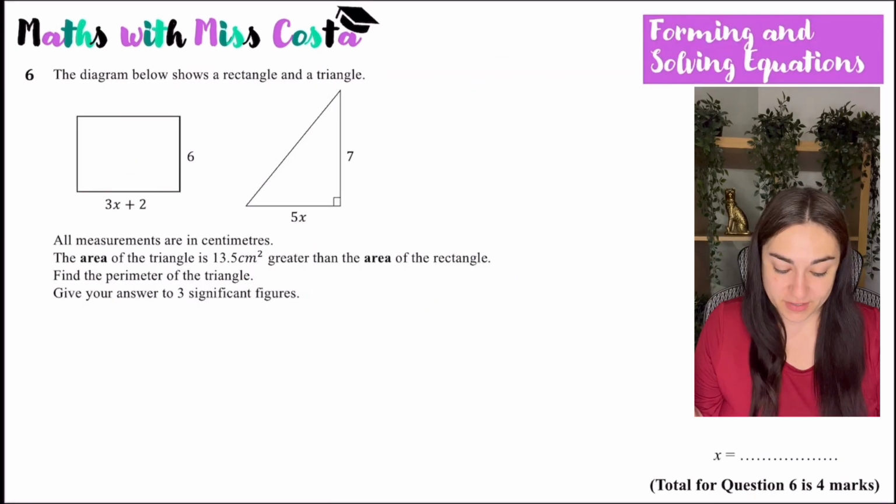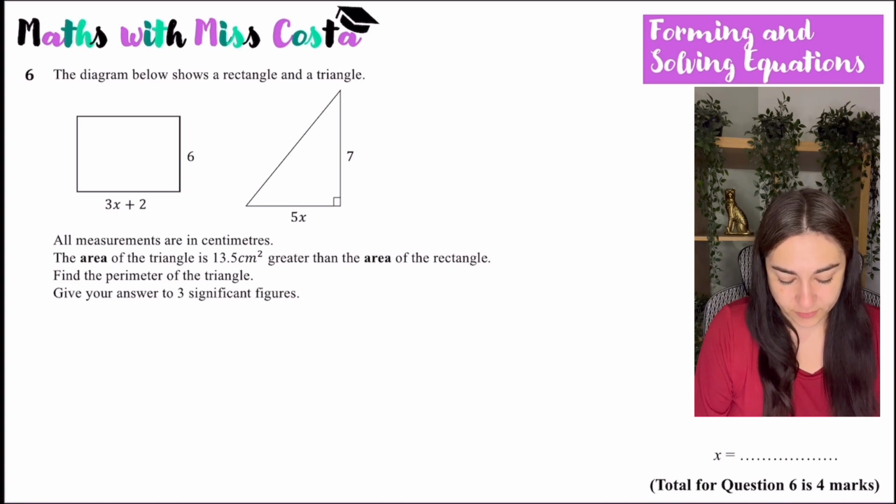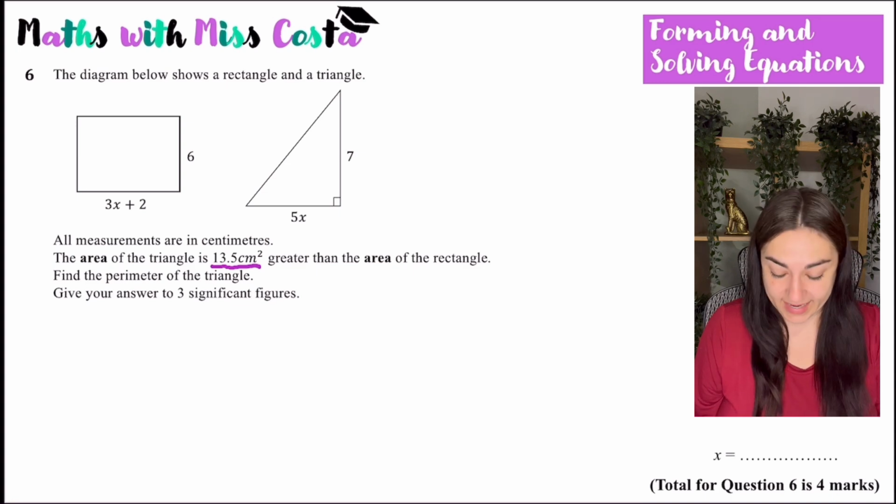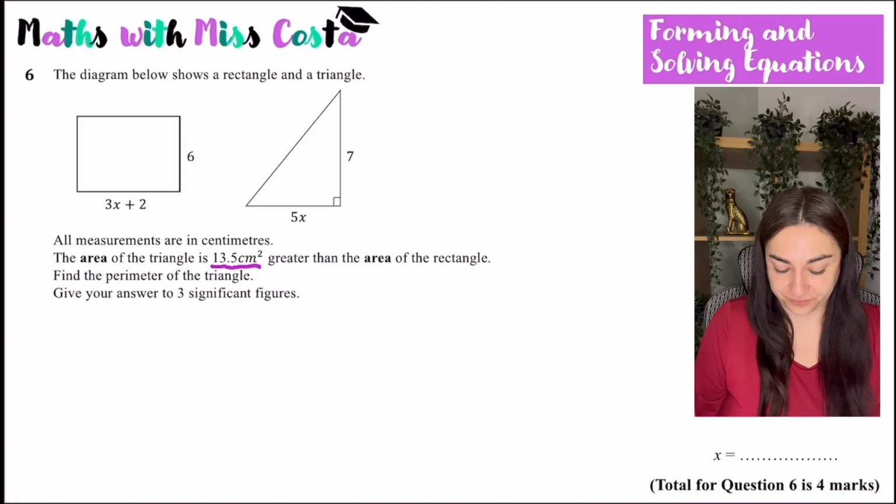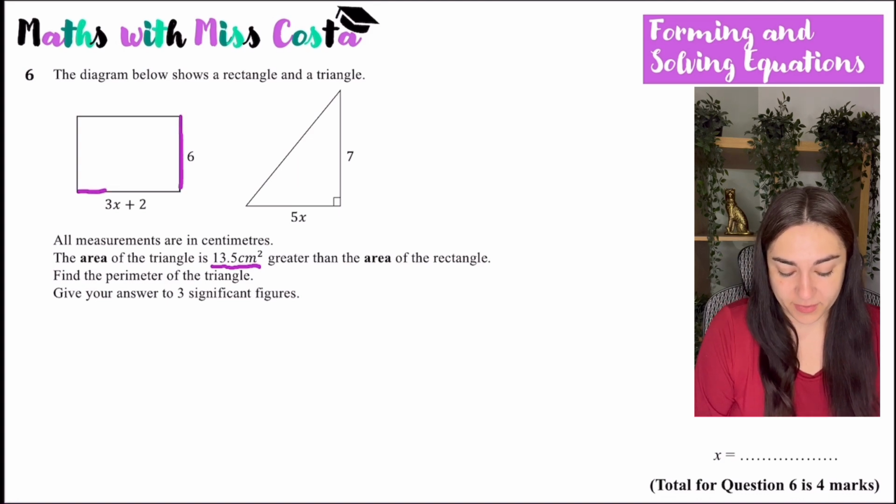Okay, so here I've been given a diagram of a rectangle and a triangle, and I'm told that the area of the triangle is 13.5 centimeters squared greater than the area of the rectangle. And then I need to find the perimeter of the triangle. So how do you work this out? Let's start with the rectangle.